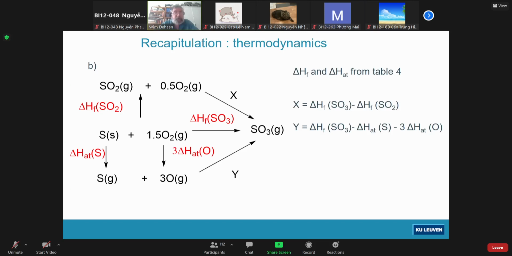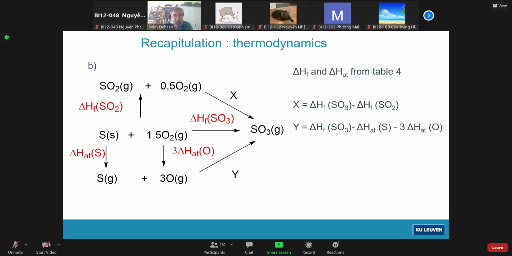Now, another pathway: what if we take SO3 and prepare it starting from sulfur and oxygen atoms in the gas phase? Again, it has an enthalpy change that we don't know, but we can know it if we take into account things that we have from tables, like the atomization energy of sulfur and the atomization energy of oxygen. In this case, 3 times oxygen, because it's 3 atoms of oxygen that we need. The other thing that we need is the formation enthalpy of SO3.